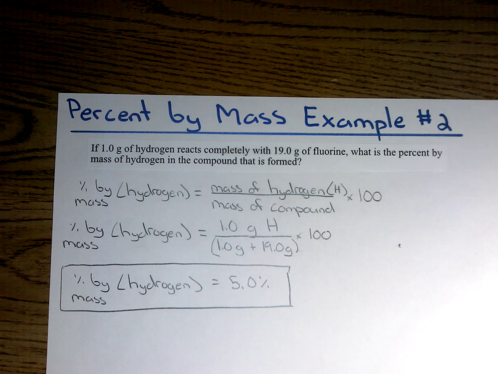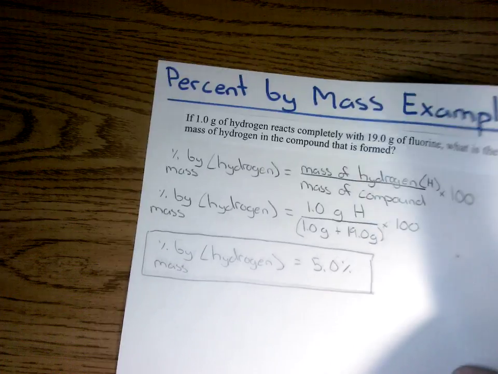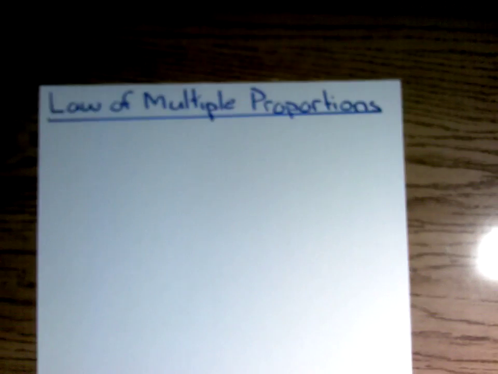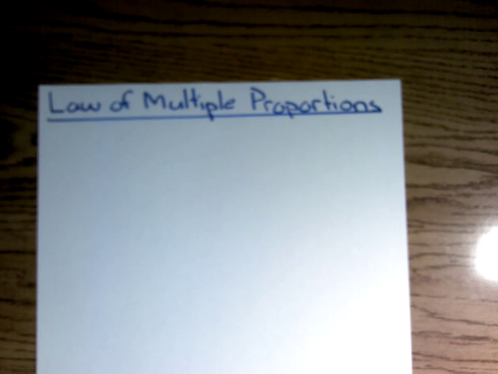All right, so now, because we've talked about compounds a little bit more, we can talk about one more law. And that law is the law of multiple proportions. The law of multiple proportions states that when different compounds are formed by a combination of the same elements, different masses of one element combine with the same relative mass of the other element in whole number ratios.